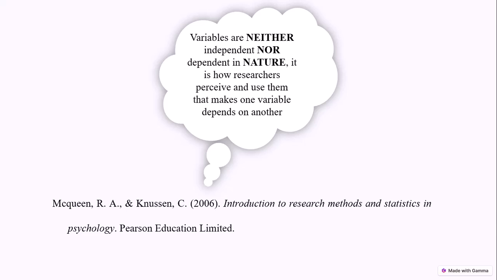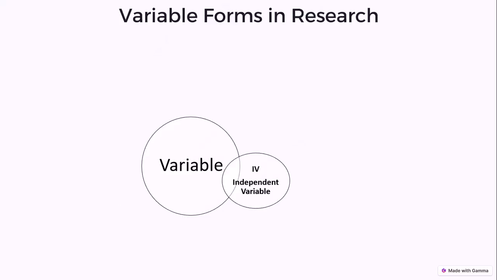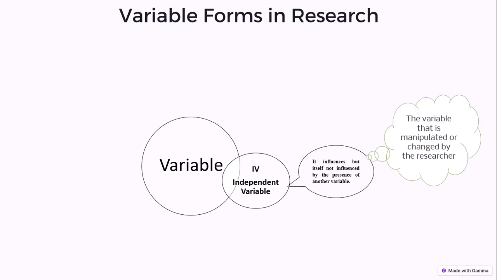Now let's look at the forms of variables as they exist in research. The first one is the independent variable. These are variables that influence other variables, but are not themselves influenced by the presence of another variable, though they can be assisted to influence, as we will see later on. Independent variables can be manipulated or changed by the researcher.